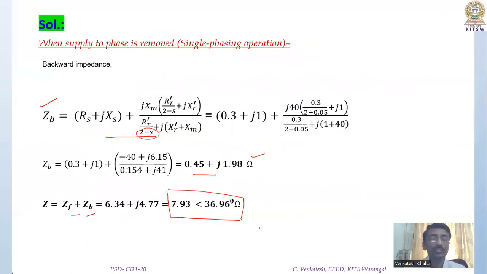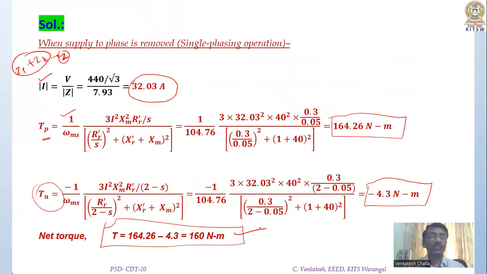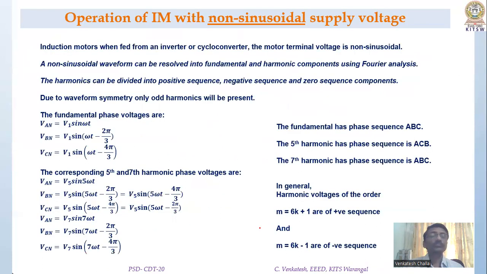The observation here is that the torque initially was 276, now it has become 160. So the net torque has decreased. Regarding current, the initial current was 40, and now the net current in this case is 32.03. So it is safe and you can run the motor, not an issue. If this current becomes more than the rated current under normal condition, then single phasing operation should be stopped and the motor should be stopped.